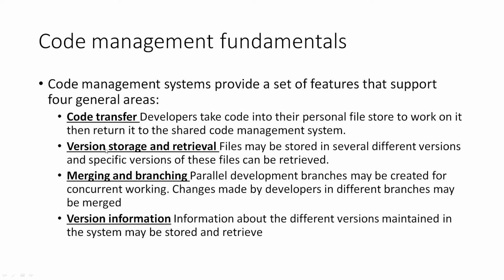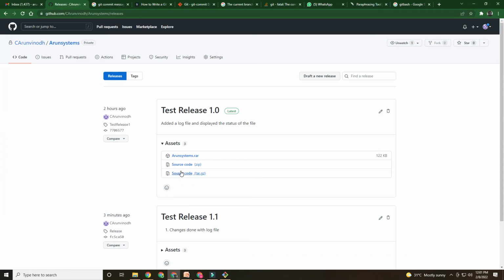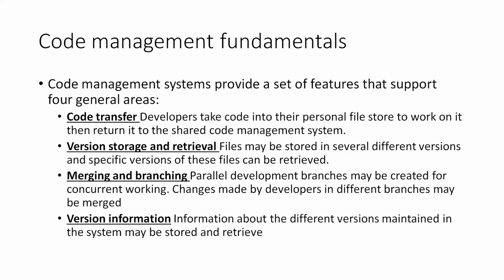The next is version storage and retrieval. Files may be stored in several different versions, which is what I've shown here. Different versions we are storing, and specific versions of these files can be retrieved. If you want to retrieve the previous versions, you can easily retrieve them. That is what code management does.